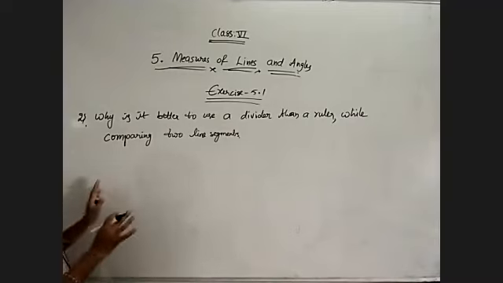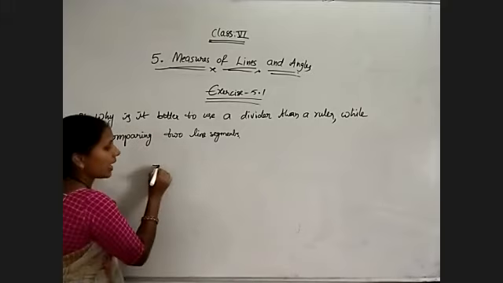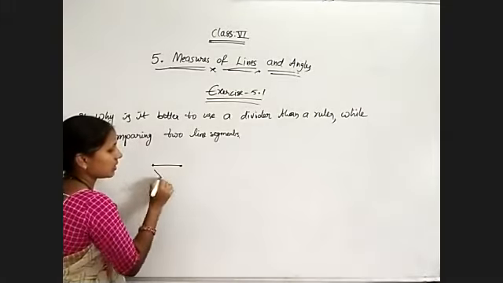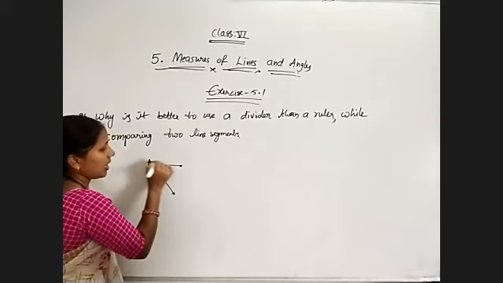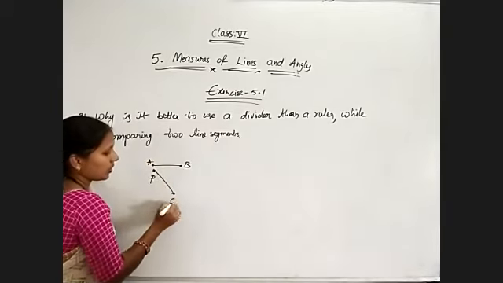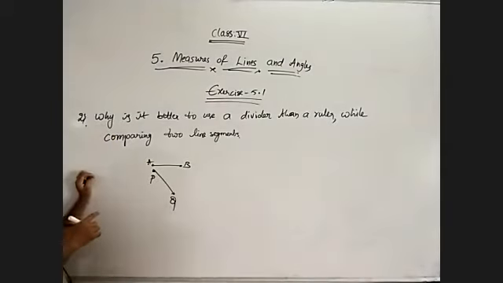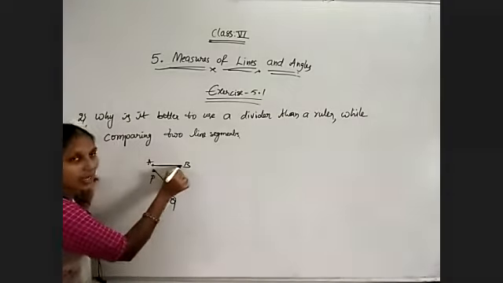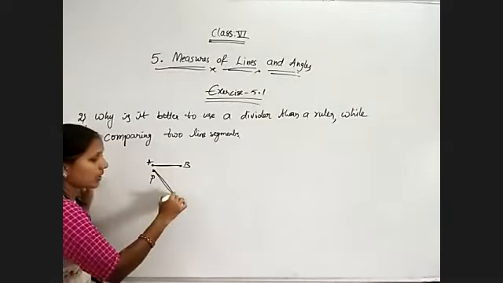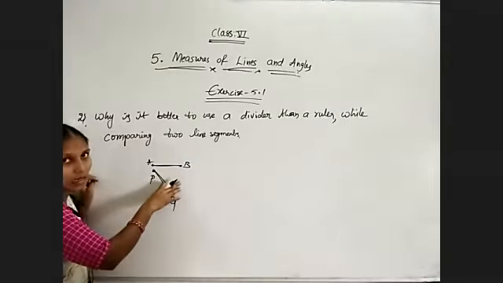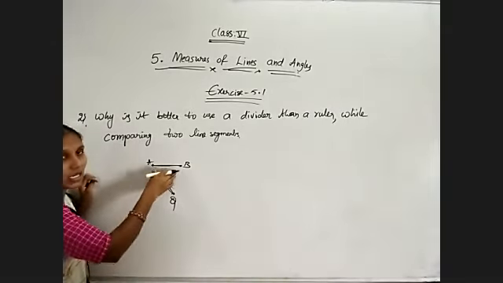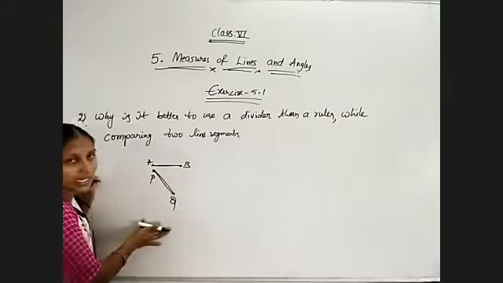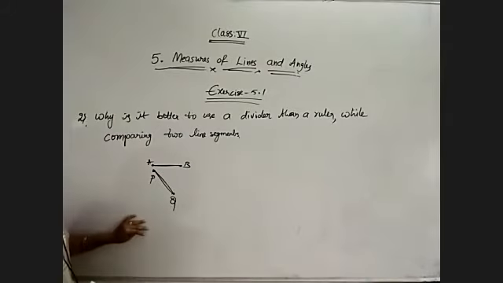See, for suppose, take this example. I have two line segments like this, AB, PQ. Now, if I am using a scale, how do I have to find? First, I must find the length of AB. I must find the length of PQ with the scale. And after that, by observing the values, I can decide whether AB is greater or PQ is greater.